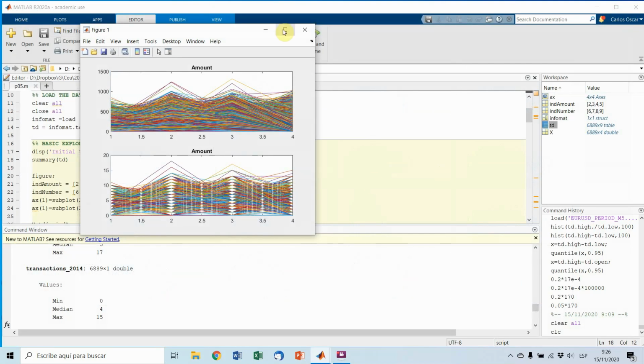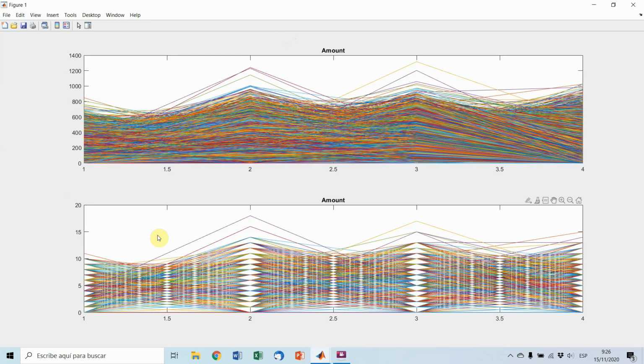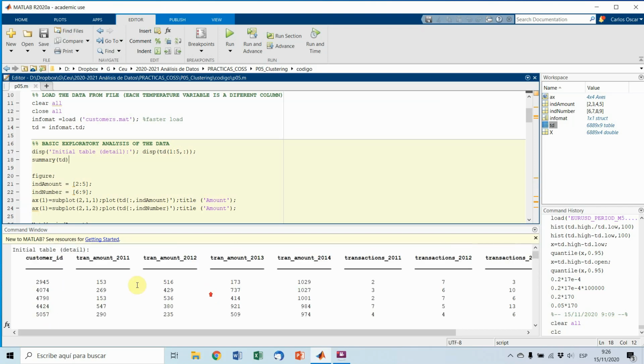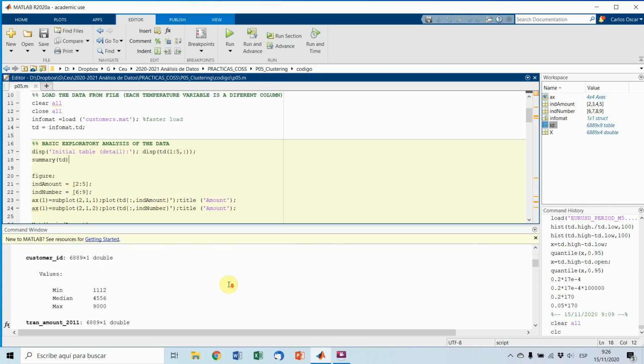Okay, so the next thing is to look at the data. These are the plots of the different profiles of the 7,000 customers in raw amount, and this is the number of transactions. Here the label is incorrect, and this axis is 1, 2, 3, 4, referring to 2011, 12, 13, and 14. Okay, and then we have, as always, the beginning of the table, and then a summary.